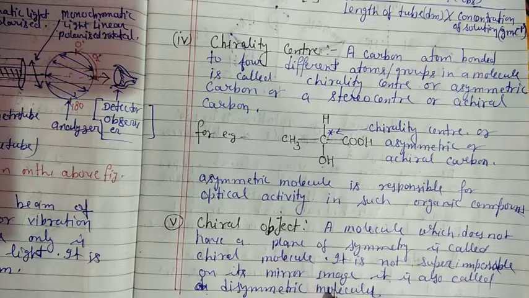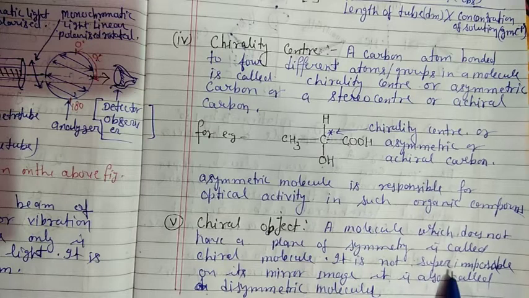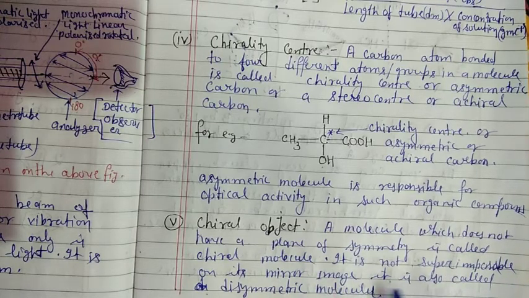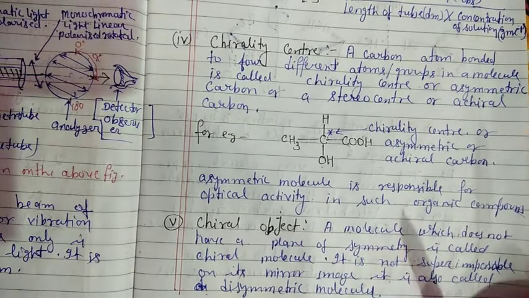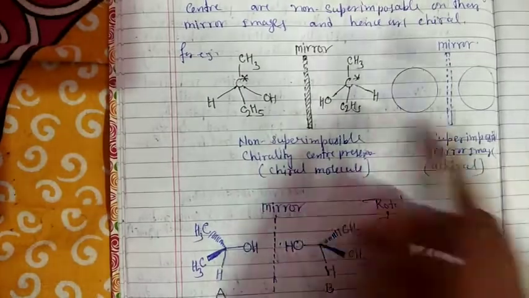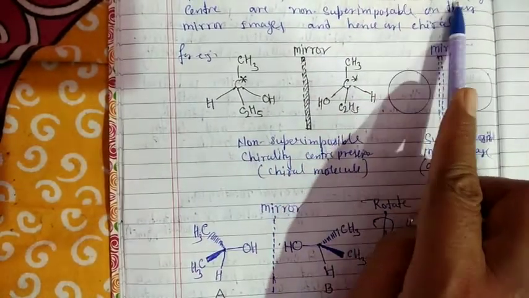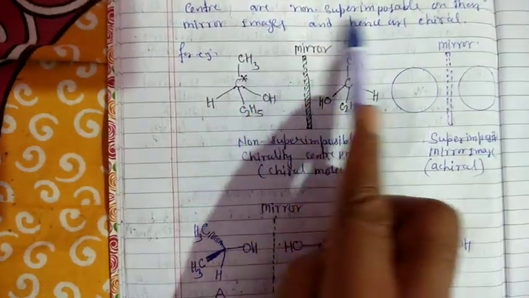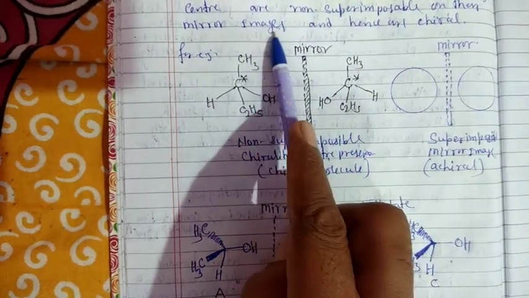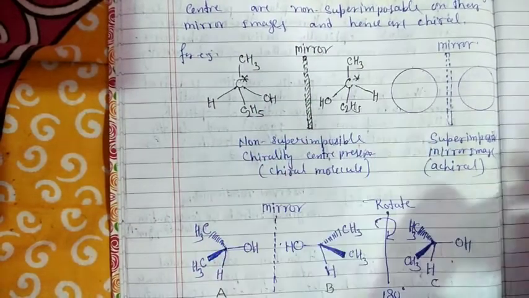Dear students, listen clearly. A molecule which does not have a plane of symmetry, no plane of symmetry, is called a chiral molecule. It is non-superimposable on its mirror image. It is called a dissymmetric molecule. The molecules which contain one chirality center are non-superimposable on their mirror image and hence are chiral.